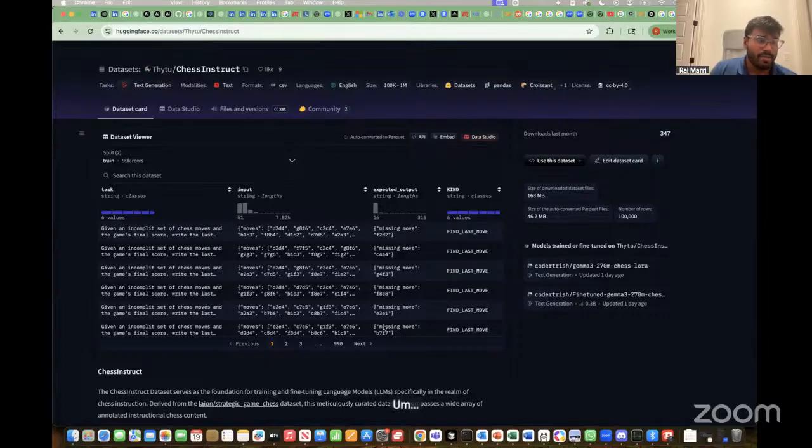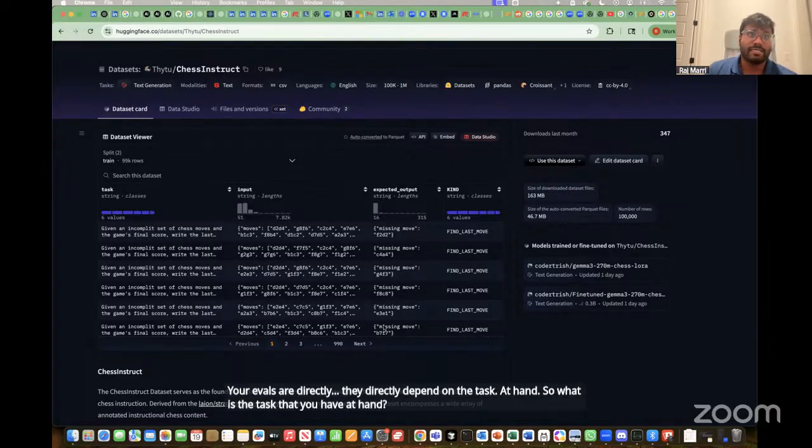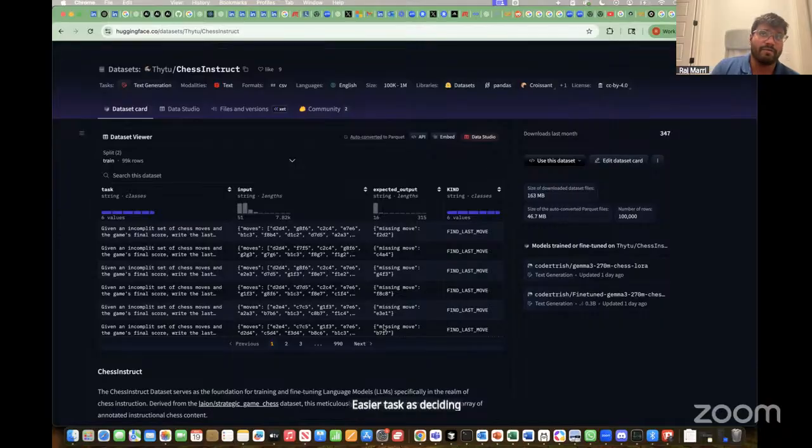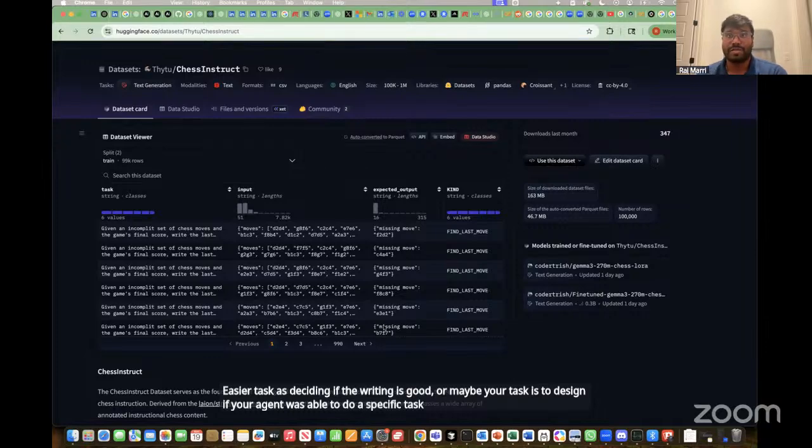Yeah. So maybe in your case, what are the evals to consider here? First thing is your evals directly depend on the task at hand. So what is the task that you have at hand? Is your task deciding if the writing is good, or maybe your task is to determine if your agent was able to do a specific task? So what is your task at hand?